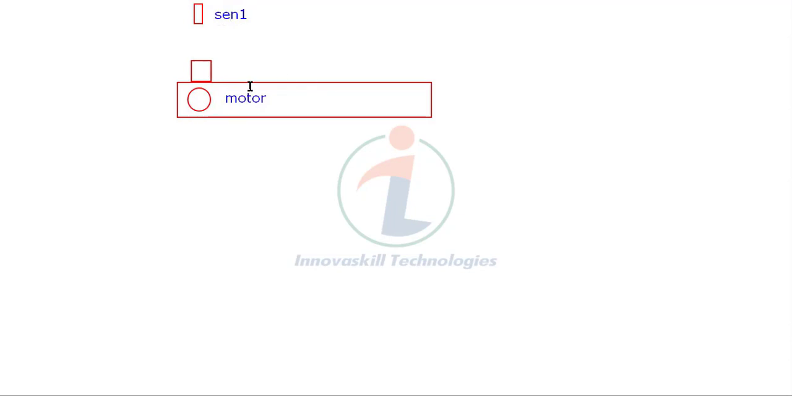And whenever the object reaches this position, the conveyor motor should be off. So I'm using another sensor here, and this is sensor 2. Whenever this sensor 2 is sensing any object, automatically the conveyor motor should get deactivated. So this is how the process should be happening.